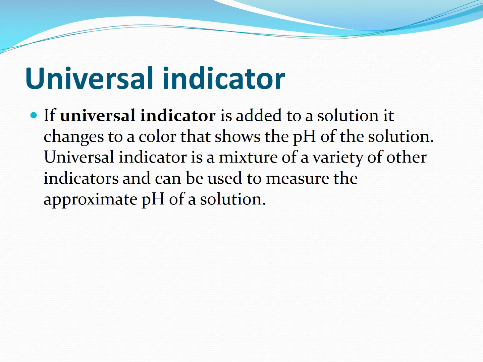Universal indicator is a mixture of a variety of other indicators and can be used to measure the approximate pH of a solution. It means the pH scale shows the strength of an acid or alkali, and it has values from 0 to 14, and each number is associated with a particular color of universal indicator. Any pH value below 7 is acidic; the lower it is, the stronger the acid. Any pH value above 7 is alkaline; the higher the value, the stronger the alkali. The value of 7 is the neutral value, which means the solution is neither acidic nor alkaline.